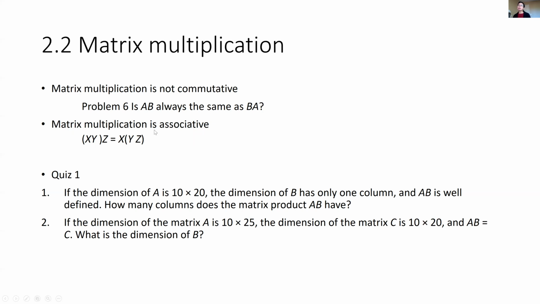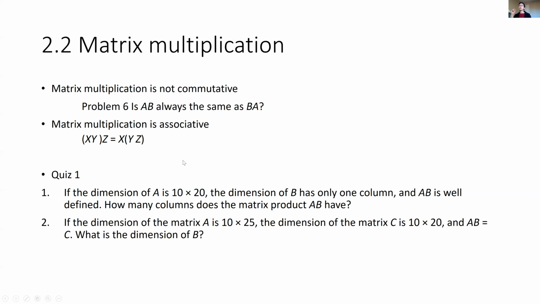But matrix multiplication is associative. That means when you have three matrices multiplying together, it doesn't matter which two you multiply first. You can multiply XY first, or you can multiply YZ first, but you cannot shuffle the order. So you cannot do X times Z and then multiply by Y. That's a very important difference between matrix operations and the real number system. When you multiply matrices and want to shuffle the order, it's very likely that you're making a mistake, unless it's a number.